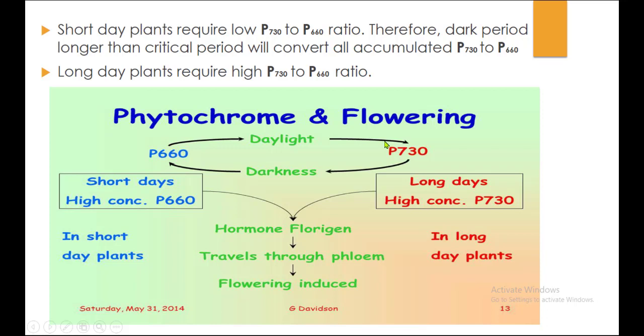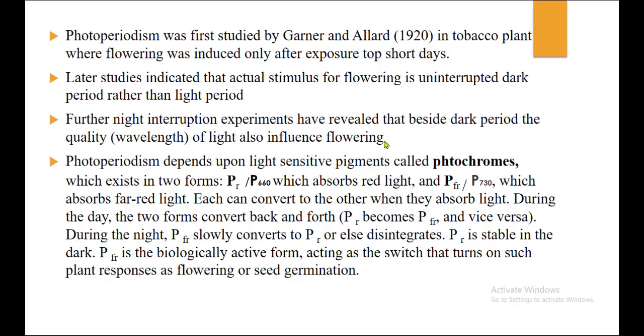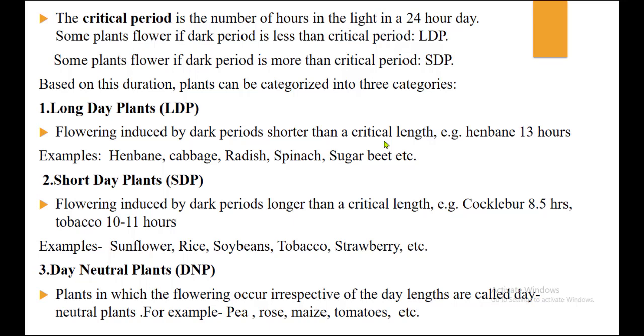So this was all about photoperiodism. What is photoperiodism? It is the period of light or the period of dark that stimulates flowering in different plants. On that basis, plants have been divided into short day plants, long day plants, and day neutral plants. Short day plants are actually long night plants because they need a dark period greater than a critical length. Every species has a specific critical length.